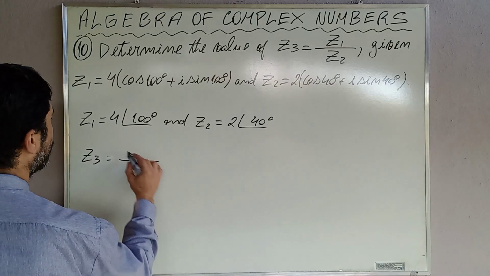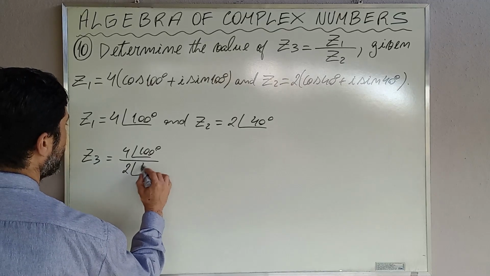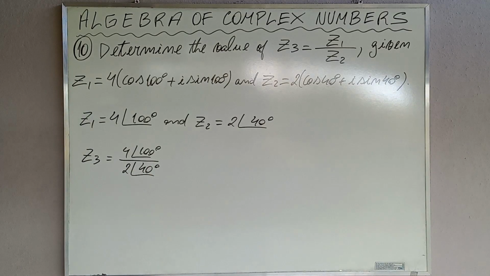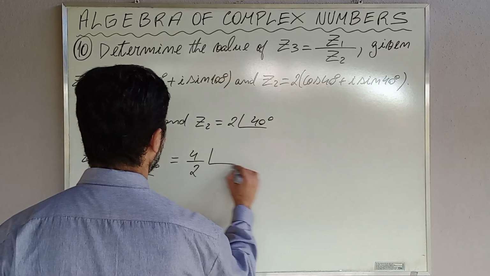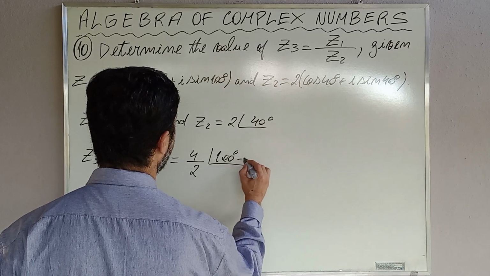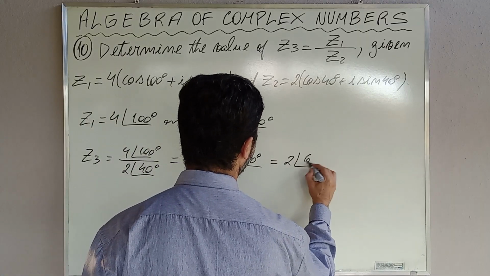Z3 is equal to 4 phase 100 degrees divided by 2 phase 40 degrees. Observe this expression. When two complex numbers are expressed in polar form, their division is obtained by dividing their magnitudes and subtracting their angles. In this way, Z3 is equal to 4 divided by 2, phase 100 degrees minus 40 degrees. And this is equal to 2 phase 60 degrees.